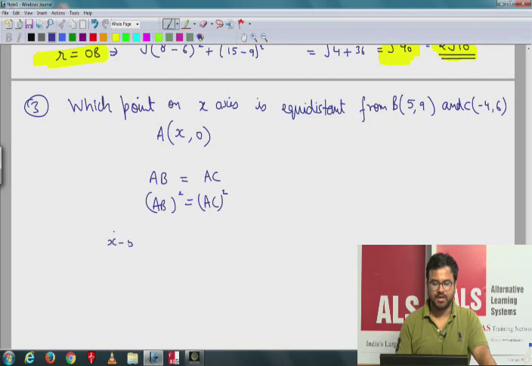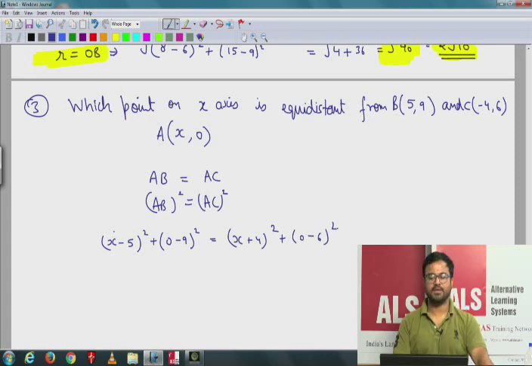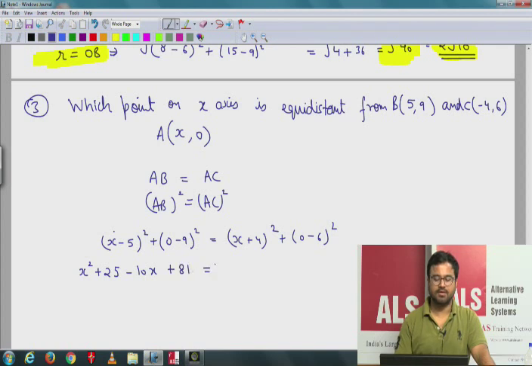So x minus 5 whole square plus 0 minus 9 whole square, that is equal to AC, x minus of minus 4, which is x plus 4 whole square, plus 0 minus 6 whole square. This is the equation. Now we have to solve this one. So opening x minus 5 whole square by a minus b whole square, which is a square plus b square minus 2ab plus 81. And 9 square is 81. Similarly over here, a square plus b square plus 2ab and 6 square is 36.